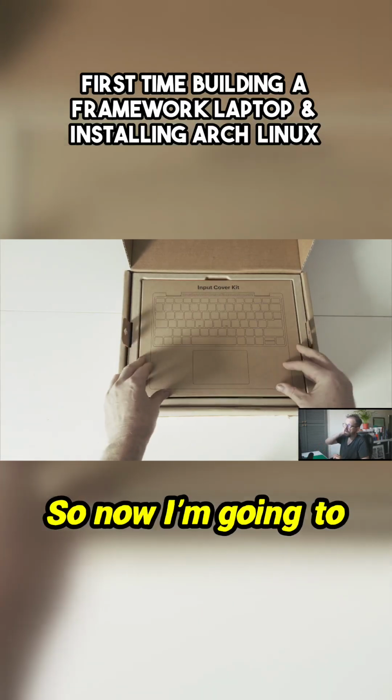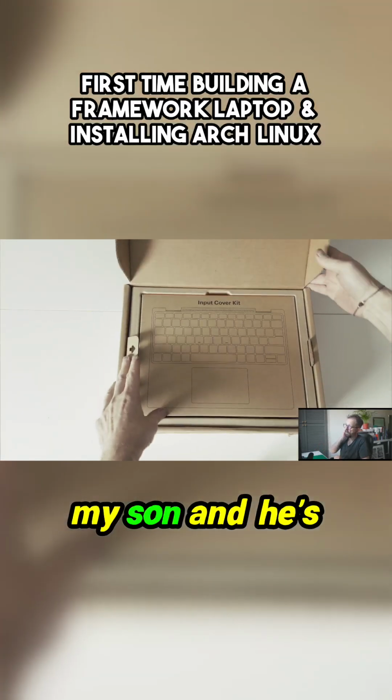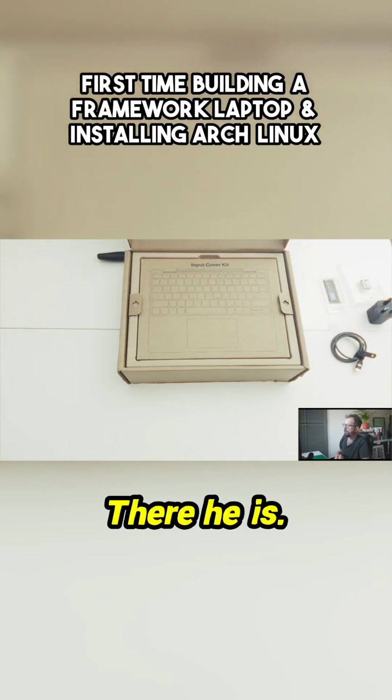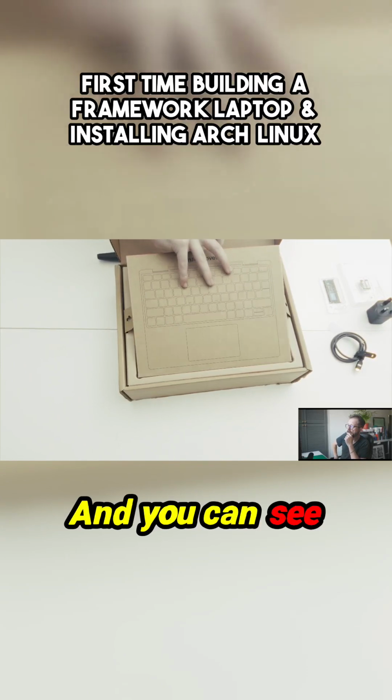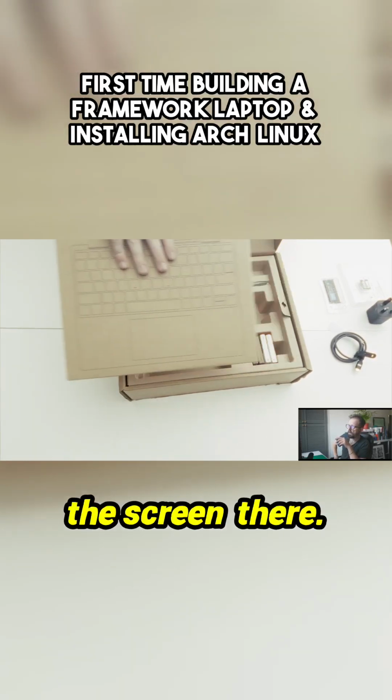So there you go. So now I'm going to hand this over to my son, and he's going to start building. There he is. So this was interesting for him. He's never done this before. And you can see some bits on the right-hand side of the screen there.